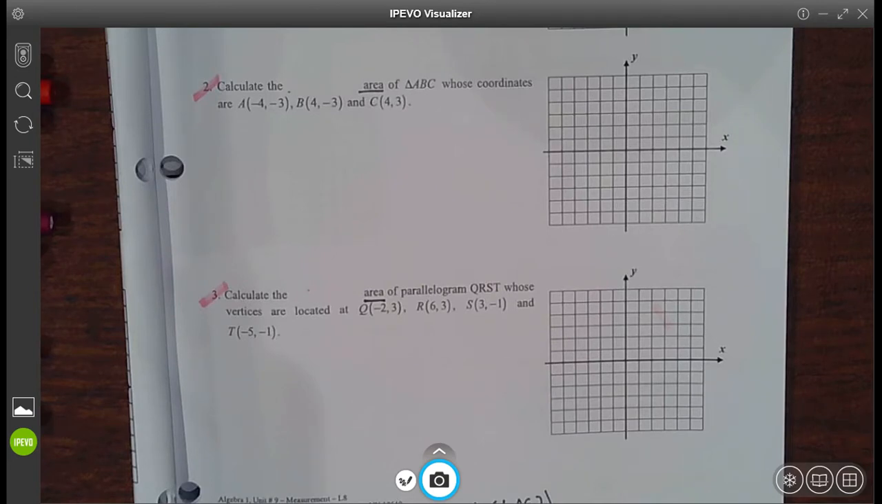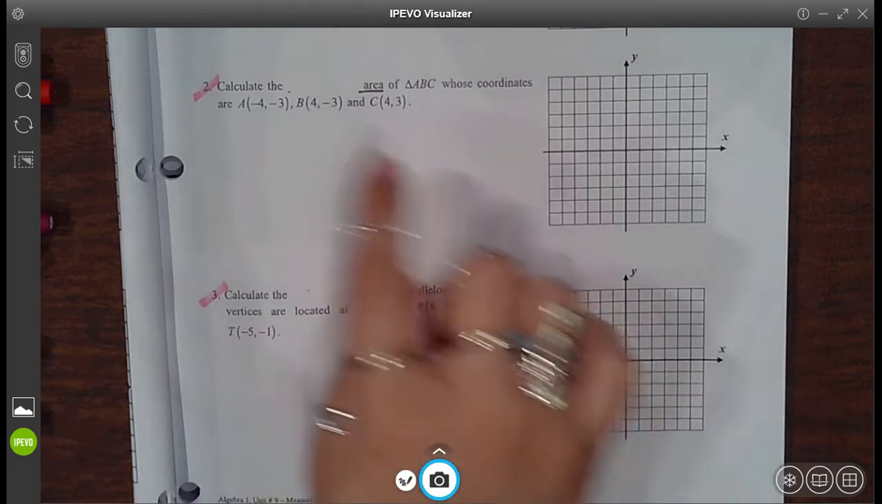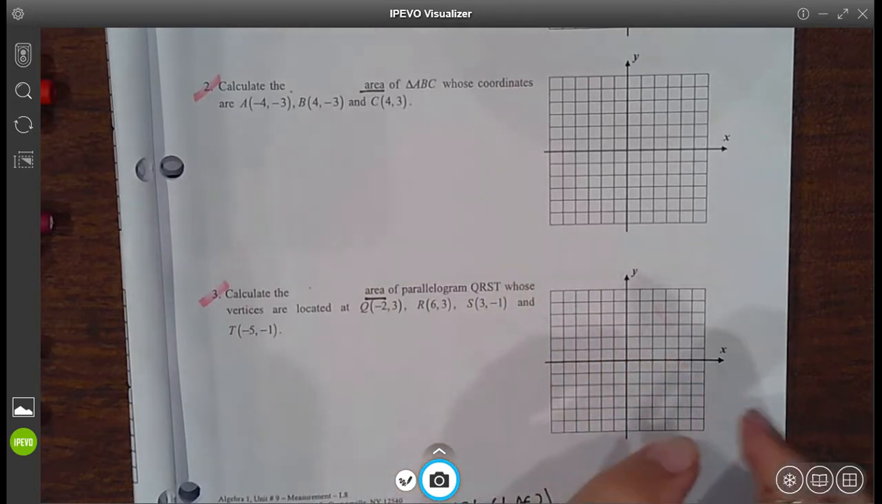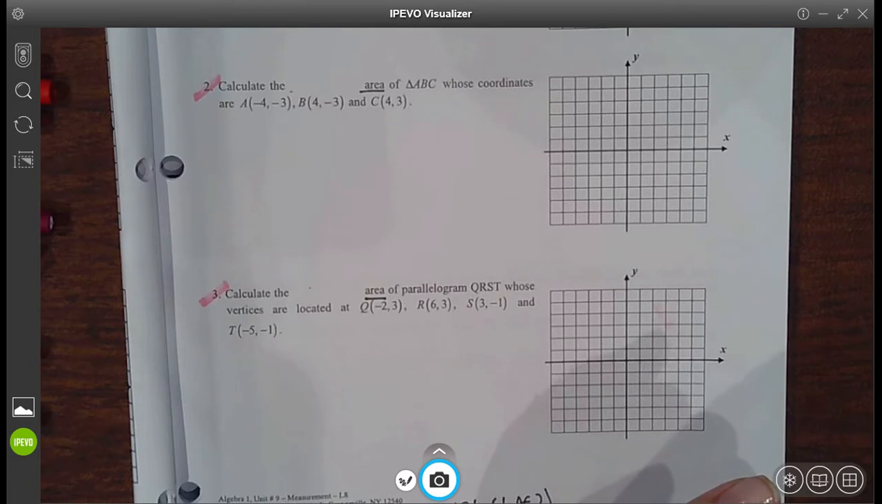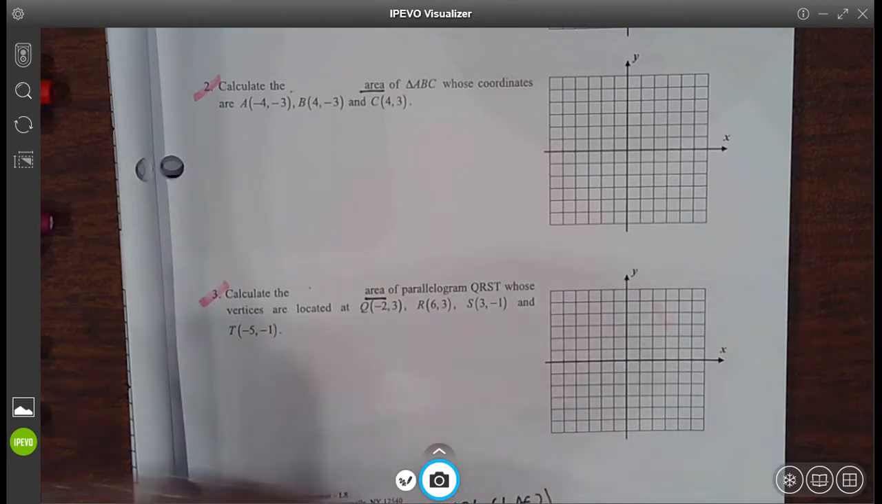Polygons in the coordinate plane. So first of all, you're going to graph the points that they tell you, and then you're going to connect those points to make a shape. Then based upon what shape you make, figure out what area formula that involves, and then plug in the numbers. Okay, so I'm going to help you with numbers 2 and 3. So let's go ahead and get started.